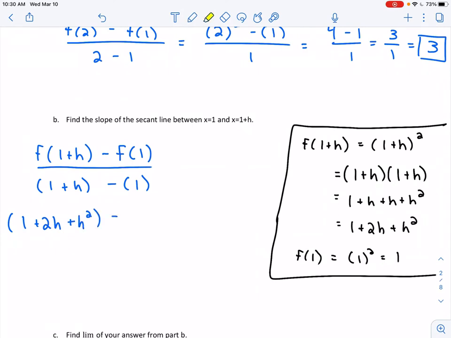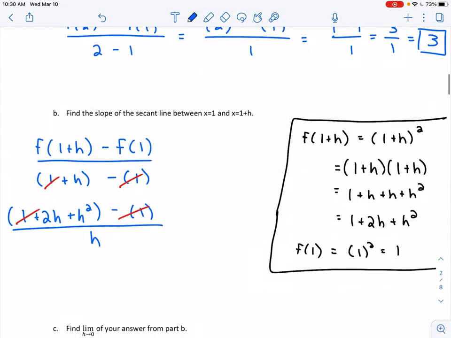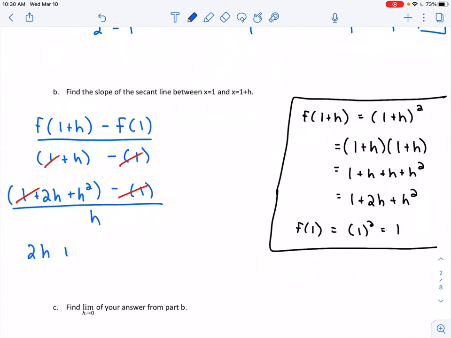Well, we said that was 1 right here. We found that over on the right-hand side. Divided by, in my denominator, I can start to simplify a few things. I've got 1 minus 1 right there. Those two are going to cancel, and I'll just have h in the denominator. In the numerator as well, I can simplify that. Again, I see 1 minus 1. Those two are going to cancel. So all I'm left with in the end is 2h plus h squared divided by h.